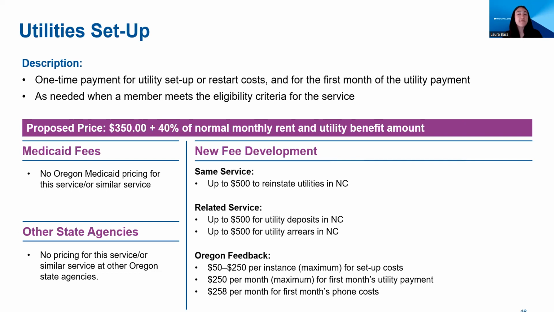And we also received feedback indicating up to $250 each instance of setup costs, first month utility payment, and first month phone costs. So striking a balance between the available price points, we're proposing $350 as that additional amount for the setup or restart costs. And so in total, you'd have the $350 plus 40% of that grid. Next slide.